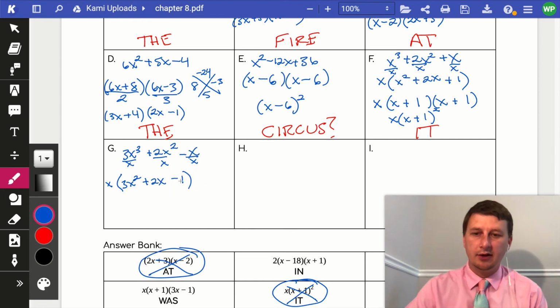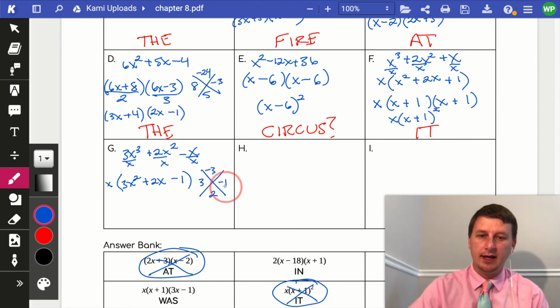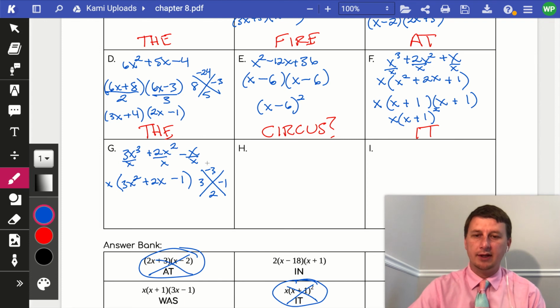Now I have a trinomial where a is greater than 1, so I'm going to have to use that AC method. A times c is -3. My b term is 2. What multiplies to -3 and adds or combines to 2? That's going to be 3 and -1. 3 times -1 is -3. 3 minus 1 is 2.